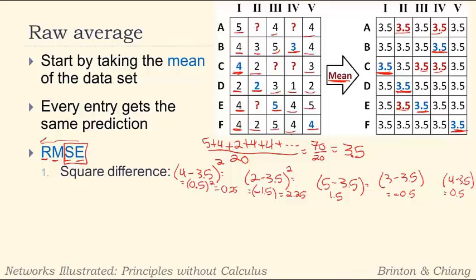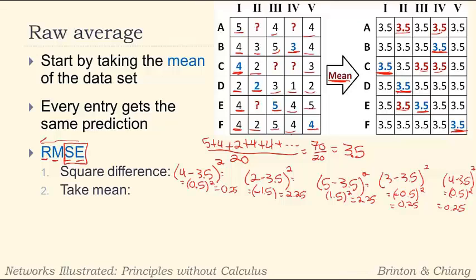So this is really 0.5 times 0.5, which gives us 0.25. This is negative 1.5 times negative 1.5. That becomes positive. So again, when you square something, it just becomes positive. We square this and get 2.25. We square this and get 0.25. And this we square again, and we get 0.25. All right, so now we've squared the differences.